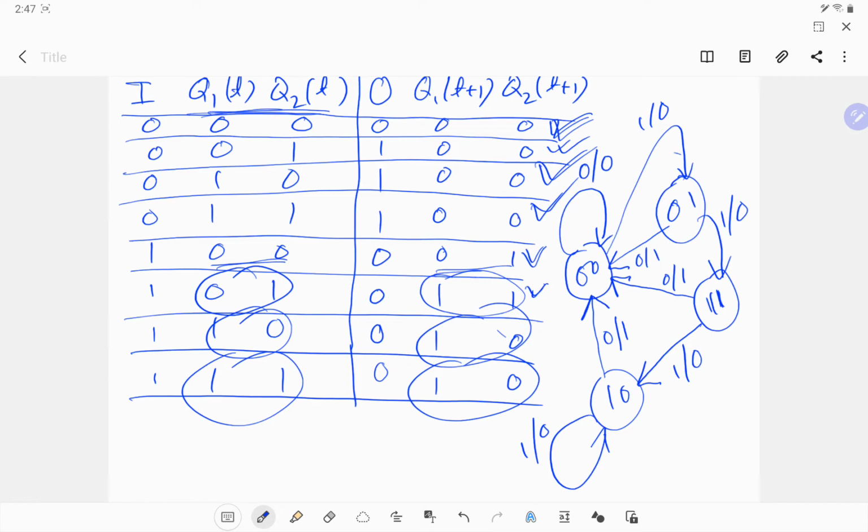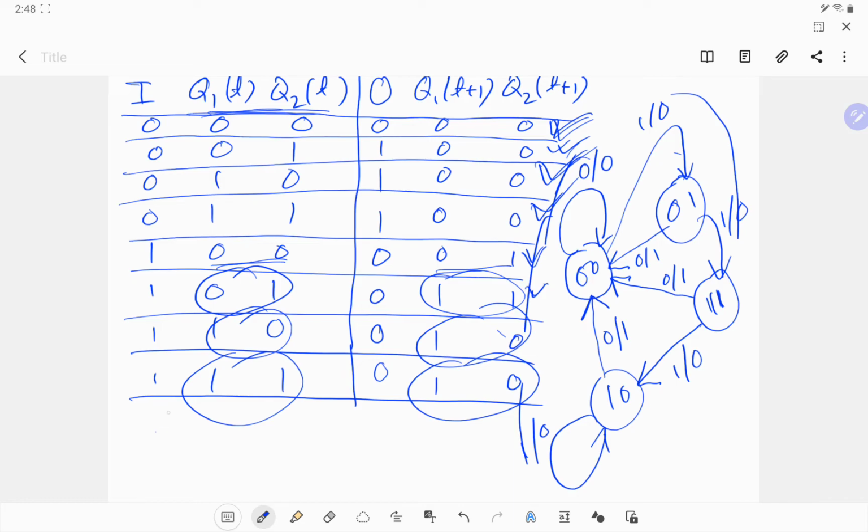Similarly, if we are given a state diagram, from the state diagram we can also find the state table. In order to find the state table, we need to identify the input, output, the current state and the next state, and we need to consider each combination of input and current state. Then we need to find the corresponding output and the next state.